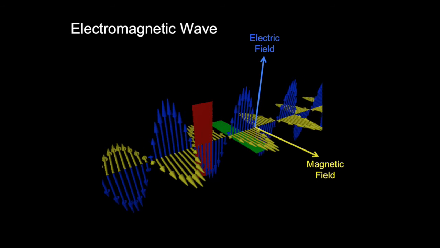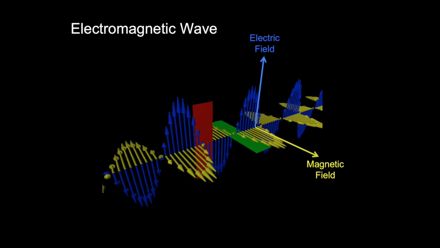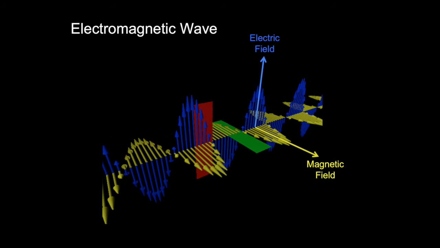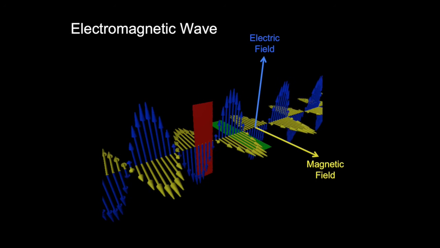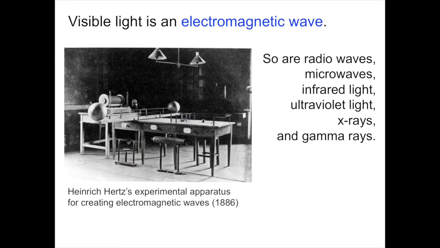But it was James Clerk Maxwell, great physicist of the 19th century, who realized that light was, in effect, waving upon itself. A changing electric field leading to a changing magnetic field, which led to a changing electric field, and so on ad infinitum. Visible light is understood to be an electromagnetic wave. However, light is not the only form of electromagnetic radiation. Radio waves are electromagnetic waves, as are microwaves, infrared light, ultraviolet light, X-rays, and gamma rays.